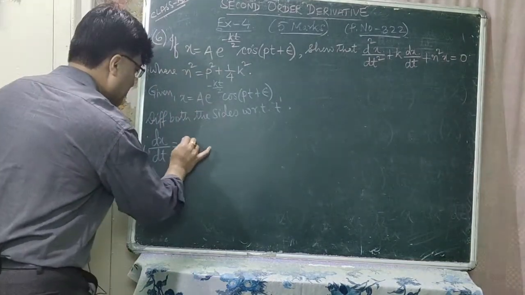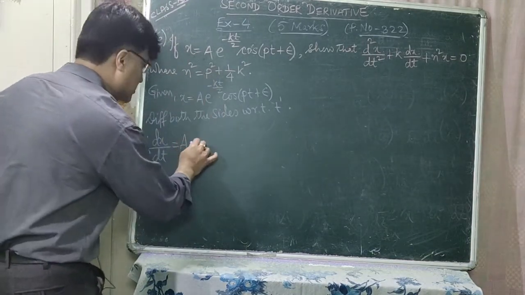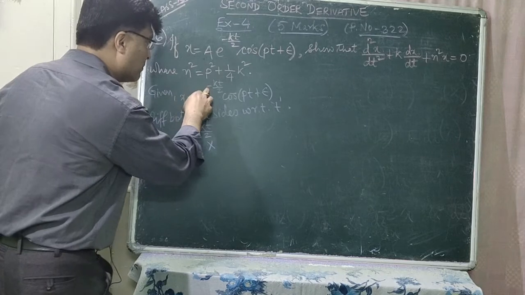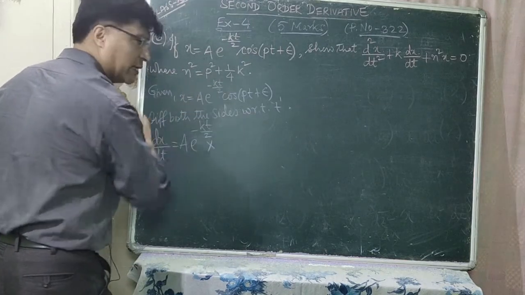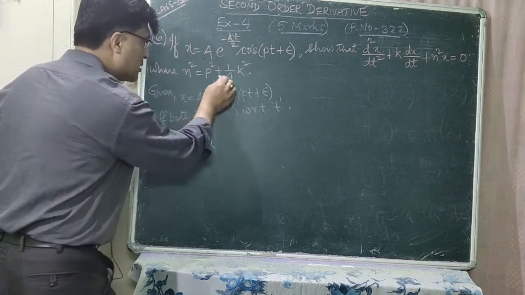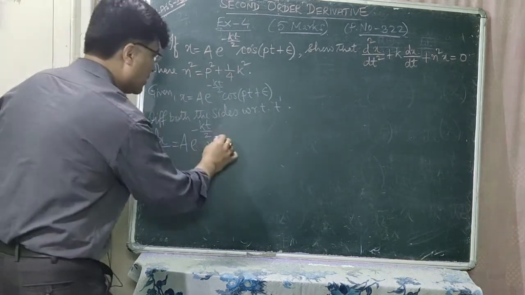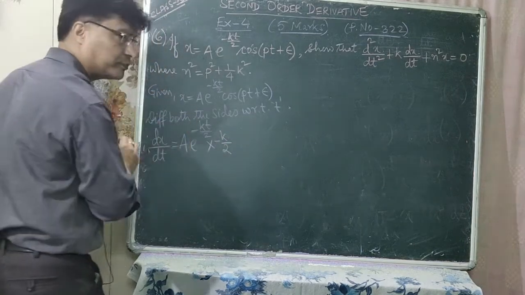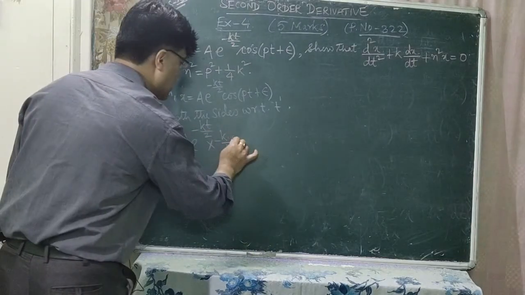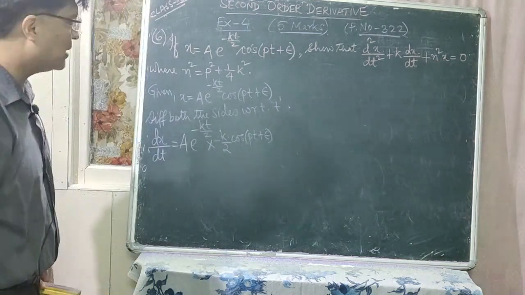So now capital A is constant, it is kept as it is. What is the differentiation of e to the power minus kt by 2? You know that it is e to the power minus kt by 2 into, again you have to differentiate minus kt by 2. This is in the form e to the power x, but here it is e to the power minus kt by 2. Which function is taken as x? Minus kt by 2. Again you have to differentiate it with respect to t. That is your minus k by 2. Now this term cos pt plus epsilon is kept as it is.